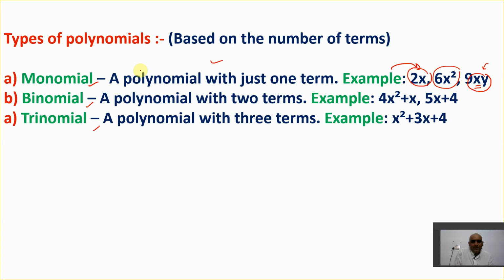So this is a monomial. Monomial means a polynomial having one term. In the same context, the next is binomial. Binomial means a polynomial with two terms. I've taken some examples here.